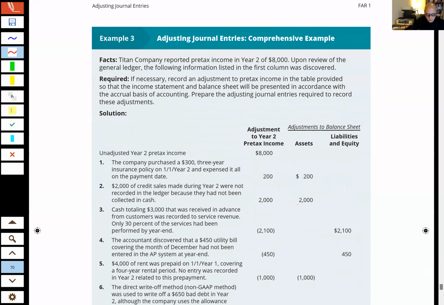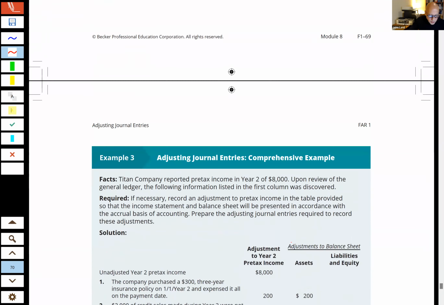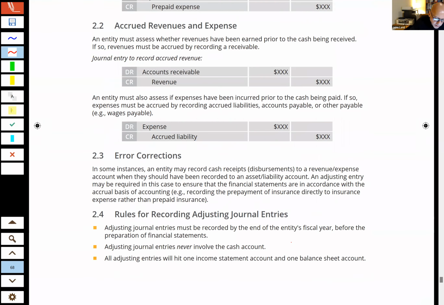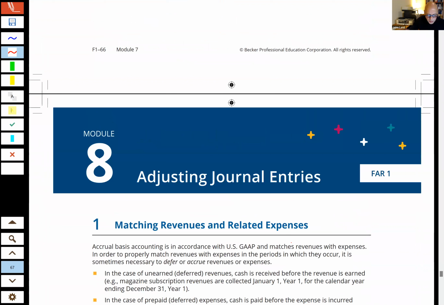I don't want to do it now. Don't worry. Here's what I want you to do. I'll go through this module with you, the adjusting entry, so don't worry about it for now. Okay, module 8, don't worry about it.